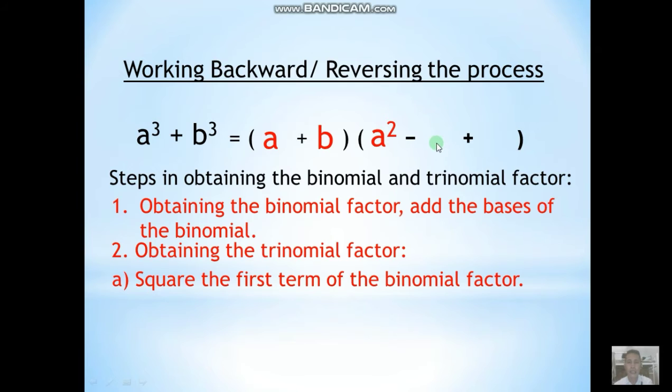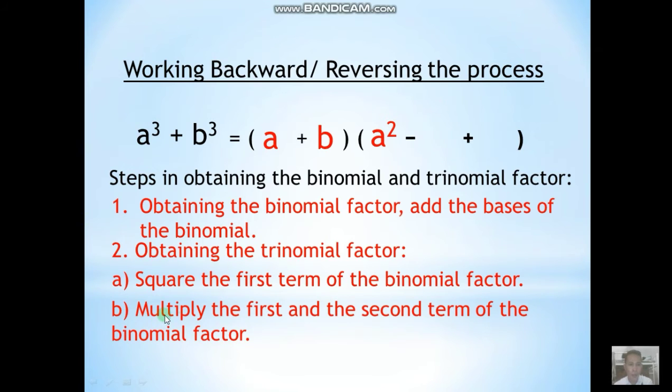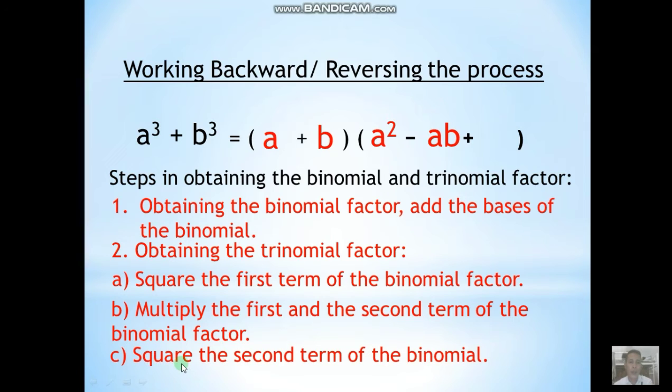Alright? Then, let us obtain the second term of the trinomial factor. And how are we going to do that? Multiply the first and the second term of the binomial factor. So we are going to multiply these two. That means a times b, that is ab. Now, let us obtain the last term of the trinomial factor. Okay? So, square the second term of the binomial factor. So, this is the second term. We're going to square this one. So, we will multiply this term by itself. That is b times b is b squared.